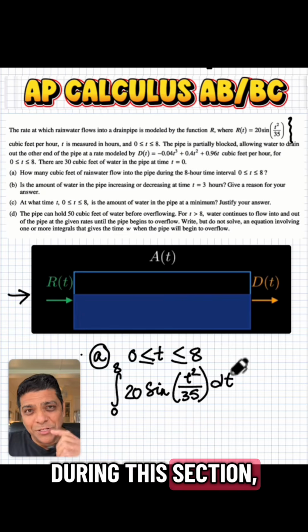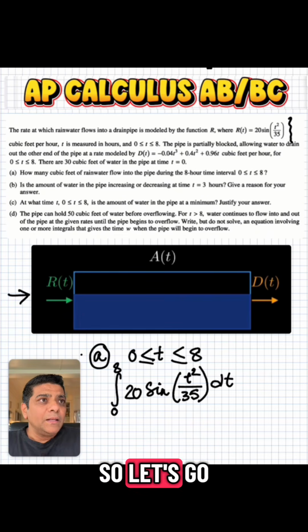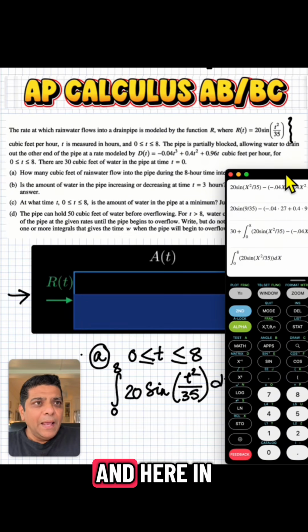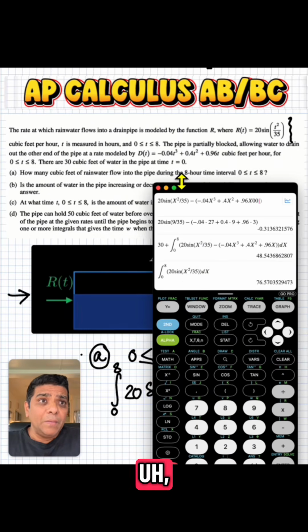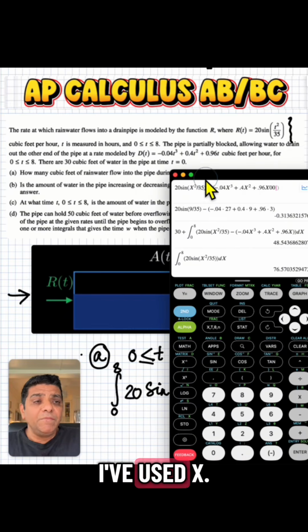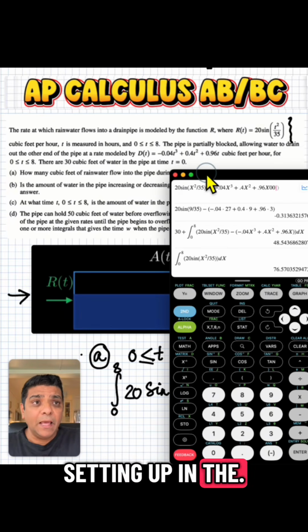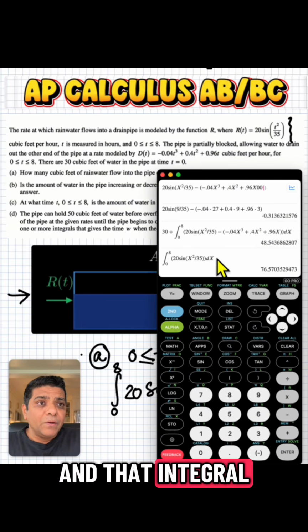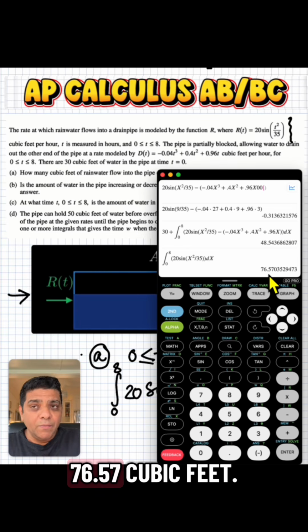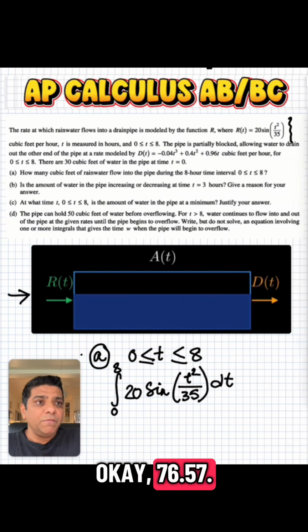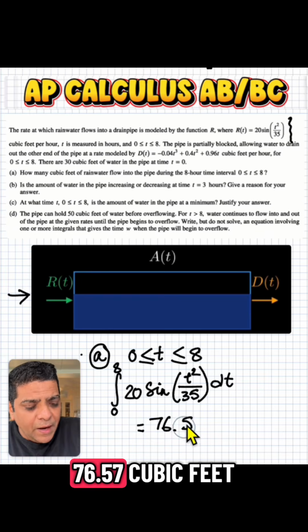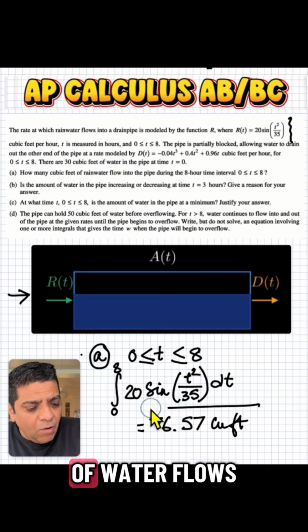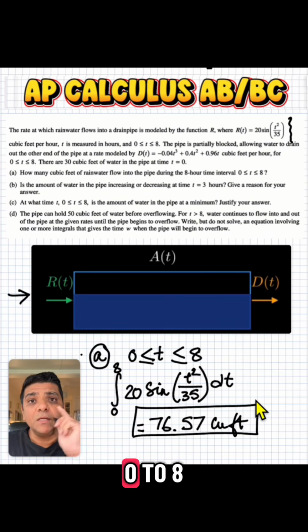Now, of course, during this section, we can use the calculator. So let's go ahead and pull up our calculator. Here in the calculator, you'll see I set up the integral. Instead of the t, for sake of convenience, I've used x. So 20 sine of x squared divided by 35 dx. That's how I'm setting it up in the calculator, and that integral gives us the answer 76.57 cubic feet. So let's note that here: 76.57 cubic feet of water flows in between this time period, 0 to 8 hours.